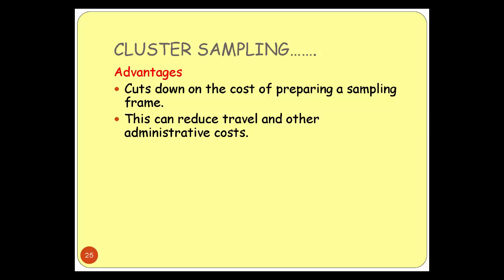Some advantages include the fact that it can cut down on the cost of preparing a sampling frame, and that it can reduce travel and other administrative costs to create a functional sample. Disadvantages include that sampling error may be higher than for a simple random sample of the same size. It is often used to evaluate vaccination coverage, free and reduced lunch coverage, those sorts of things within large populations.